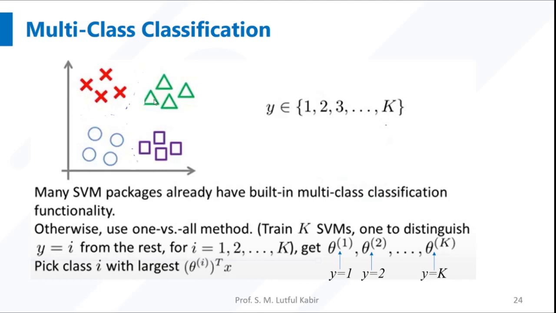The unknown could be in any of the groups. Even if it is not within a group, it will find out which one is the closest, whether it is closest to this class or that class. The principle is you calculate theta i transpose x, find the largest one, and the i which gives the largest one will be the class for that unknown point.